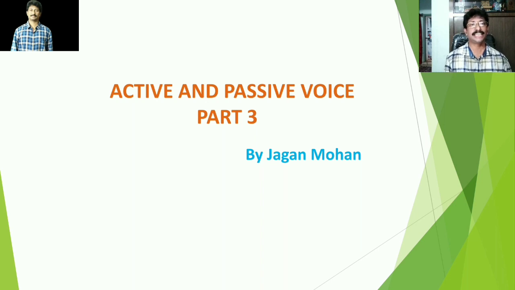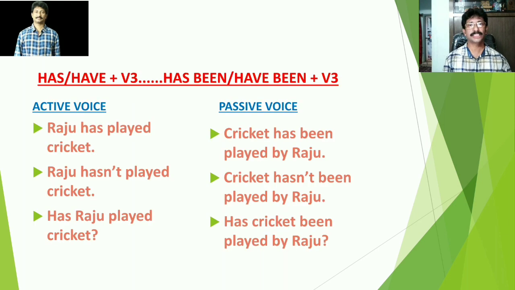Now, let us take a look at a few structures and their conversions in passive forms in this session. Look at the structure here. Has plus V3 or have plus V3. They become has been plus V3 or have been plus V3 in their passive forms. Then has plus V3 or have plus V3. What tense does this structure belong to? Present perfect. Well, here we learn the conversions of active voice in their present perfect forms into their passive forms.